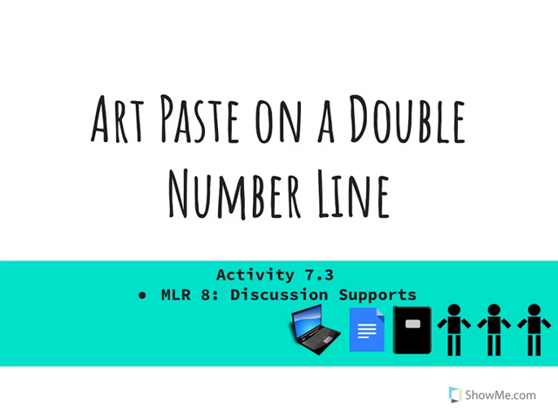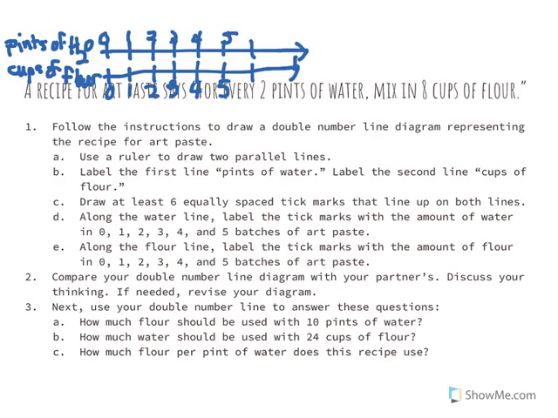Our next activity is art paste on a double number line. Okay, so I already started following the instructions to draw a double number line diagram representing this art paste. So I drew my 2 parallel lines. I labeled the first line pints of water and the second line cups of flour. Then I drew 6 equally spaced tick marks in where it says at least 6.